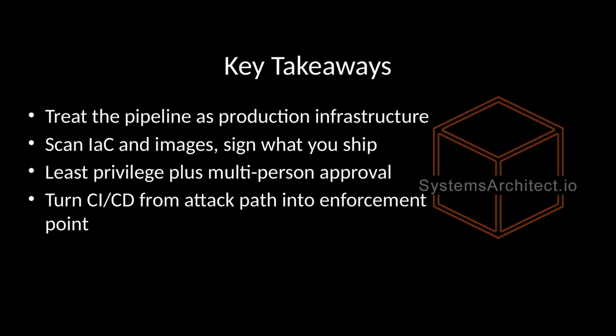To close, treat the pipeline as production infrastructure with privileged access. Scan IaC and images, sign what you ship, and verify signatures before deploy so only authorized, known good artifacts land. Runners with least privilege and multi-person approval close credential theft and insider shortcuts. Branch protection, external secrets, pipeline audit, and hard quality gates turn CI/CD from an attack path into an enforcement point for every change. Do those 10 practices and poisoned pull requests stop being a free ride into prod.